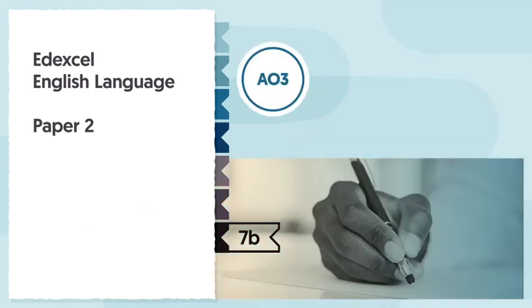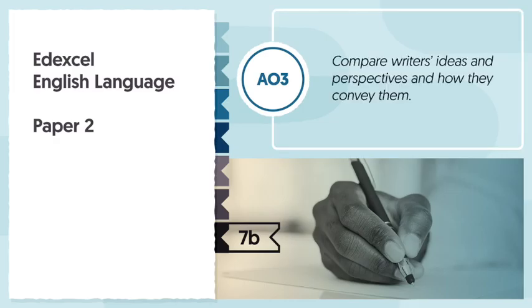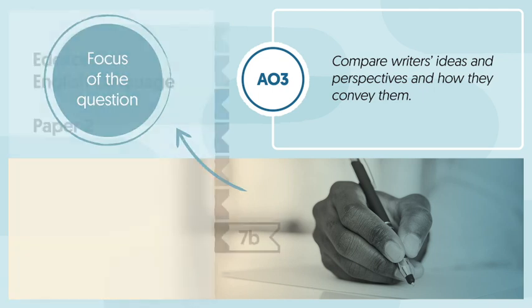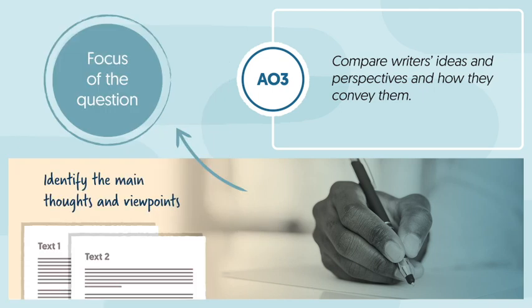Paper 2, Question 7b examines Assessment Objective 3, your ability to compare writers' ideas and perspectives and how they convey them. For this question, you need to make sure that you know the focus of the question and that you can identify what the main thoughts and viewpoints about that focus are in the two texts.